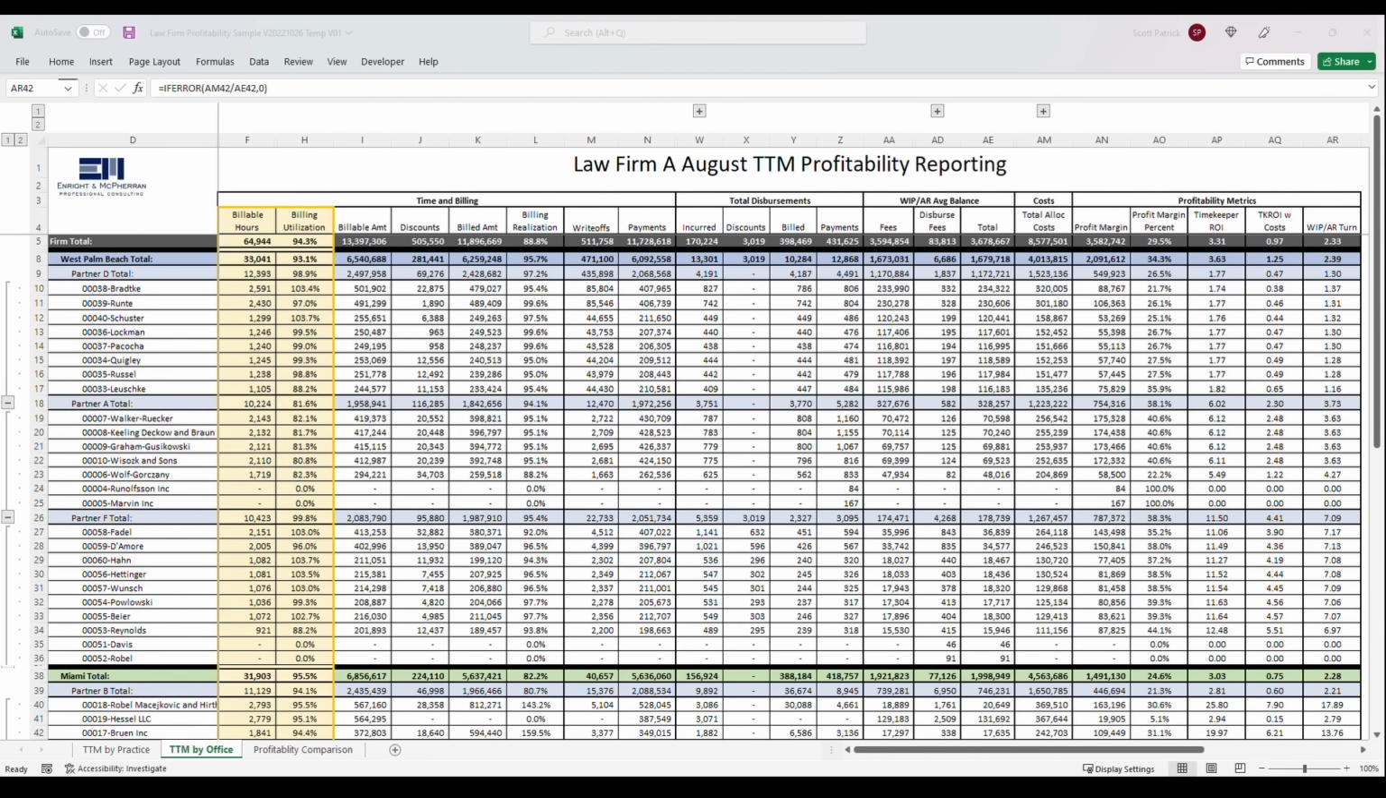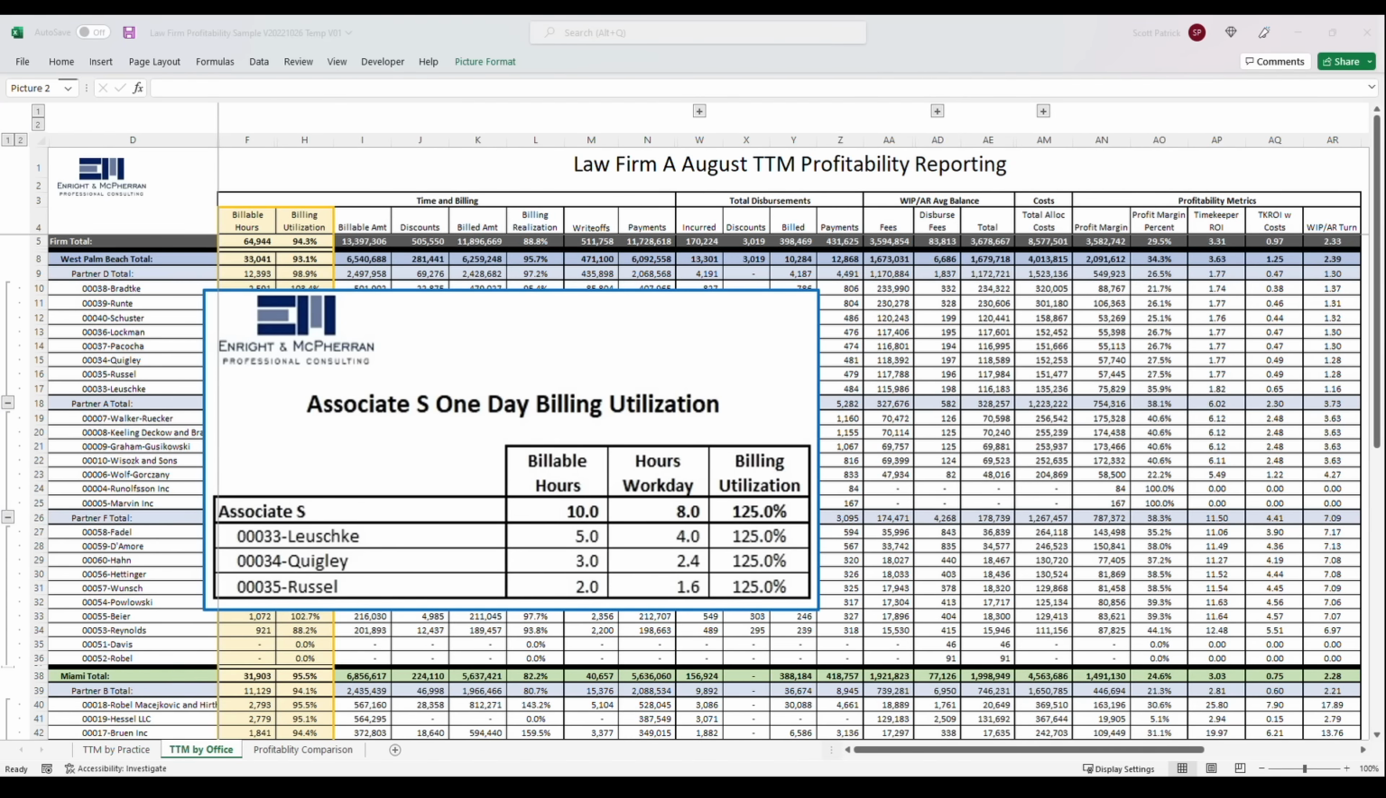As with the expense allocations, we take the calculation a step further. You'll note that we are able to calculate utilization at a client level. We were able to do this because we calculate each individual workday by the clients the timekeeper worked on that day. That means if a timekeeper worked 10 billable hours in a day, and 5 of the billable hours were on a specific client, then 50% of the workday hours were allocated to that client for the timekeeper. Note that each of the clients associated with Associate S in the one-day example below have the same billing utilization.